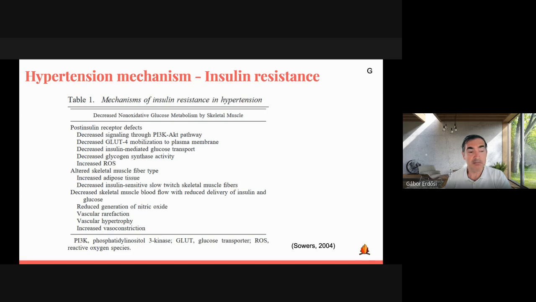Then the reduced blood flow, the impairment of the action of insulin, which causes a dilation of blood vessels, is also fairly generic. And the reduced generation of nitric oxide is both organ specific and endothelial wide, so body wide in the endothelium. And then these combined increase vasoconstriction, which can plausibly cause, of course, hypertension.